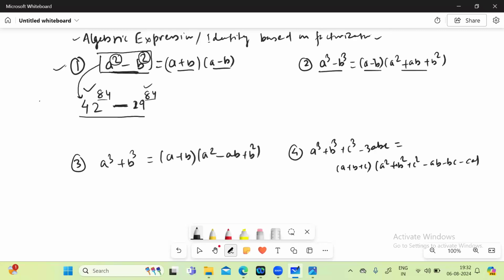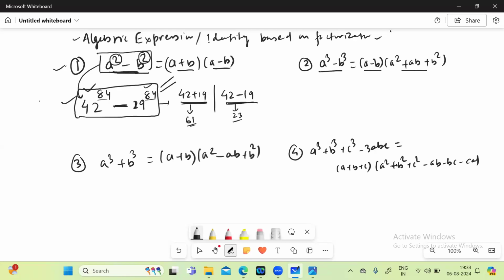So expressions of this kind will have 42 plus 19 as one factor and 42 minus 19 also. It's not that it will be expressed like this, but there will be a factor which is 42 plus 19 and 42 minus 19 both. So this particular expression can be divided by 61 as well as by 23.